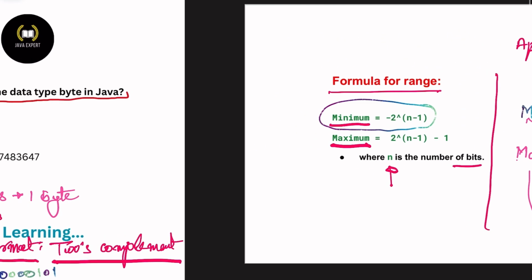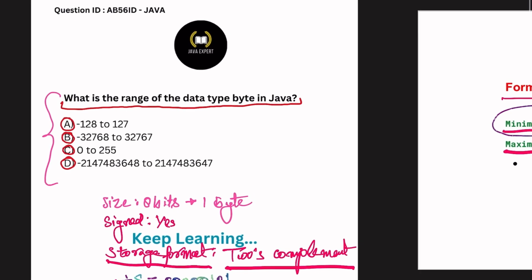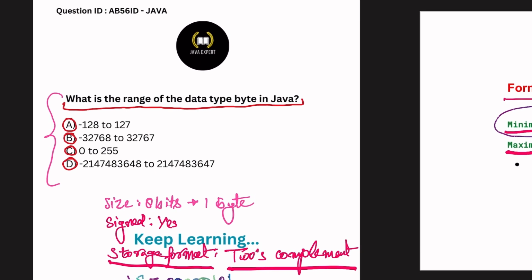Okay, let's come back to the question. Now we clearly know which option is correct. Option A is correct. Minus 128 to 127. Why not the other options? Let me check the other options too.